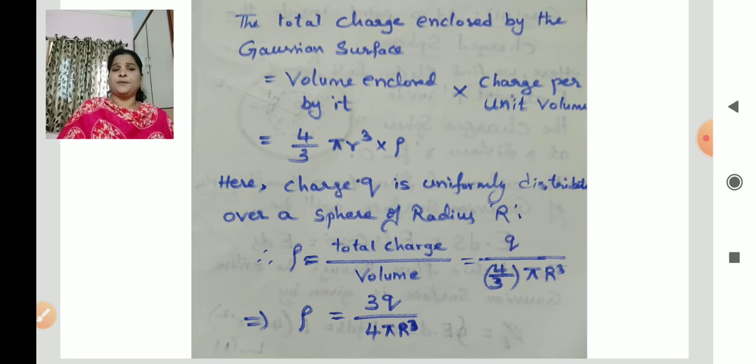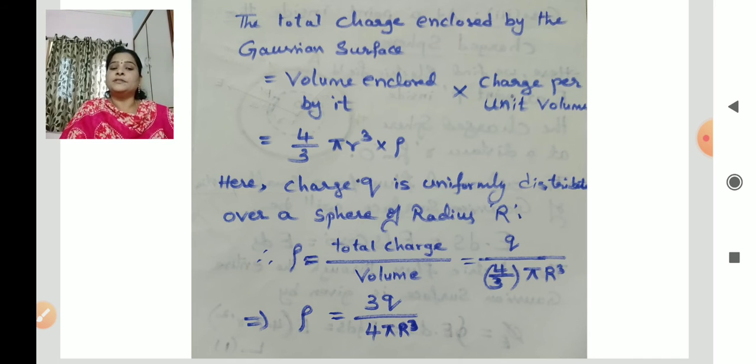So the volume of the sphere, if the radius is r, is 4 by 3 pi r cube, into rho. Here Q is uniformly distributed over the sphere of radius capital R. So here 4 by 3 pi r cube is the general volume of the sphere. So here the radius of our sphere is capital R.